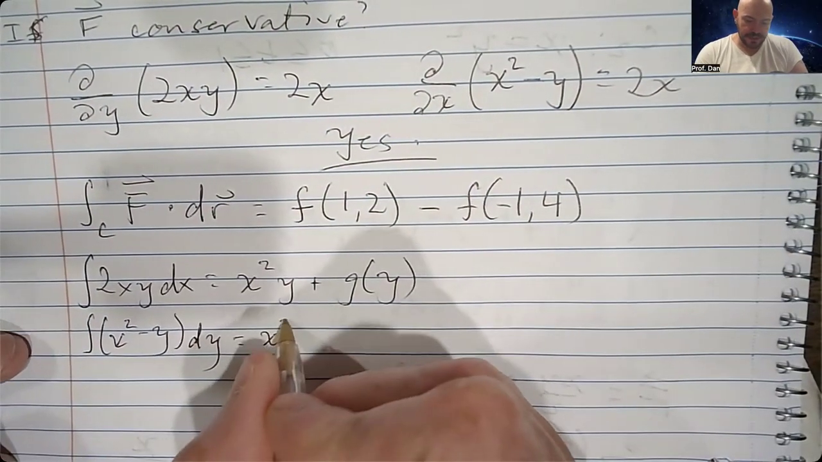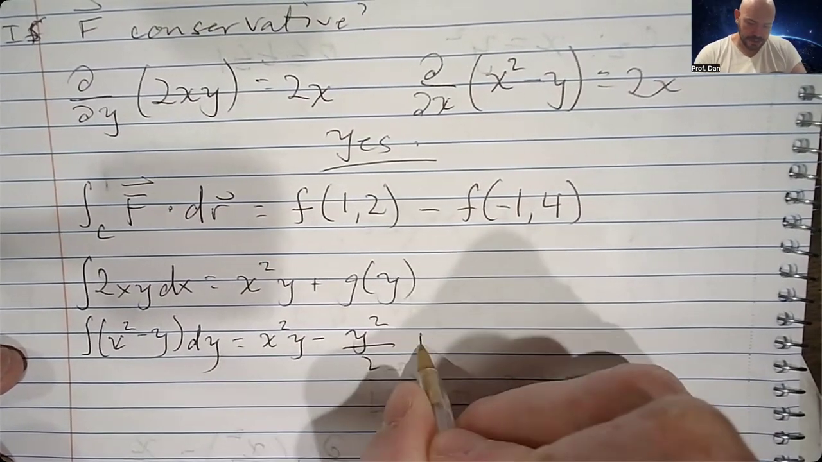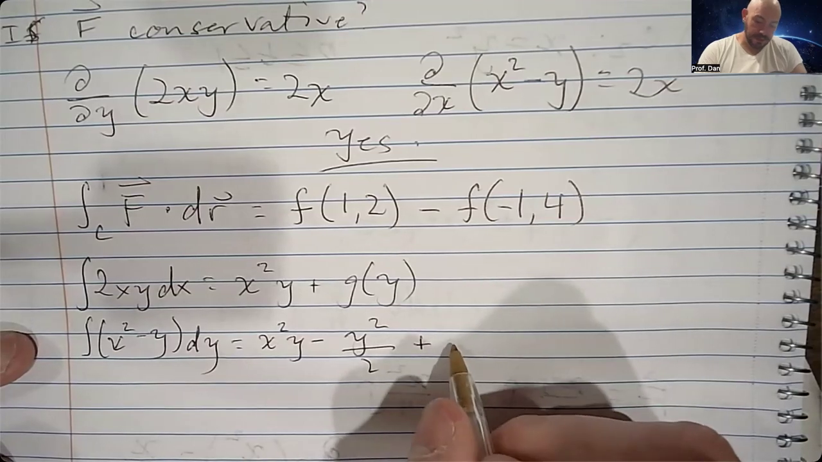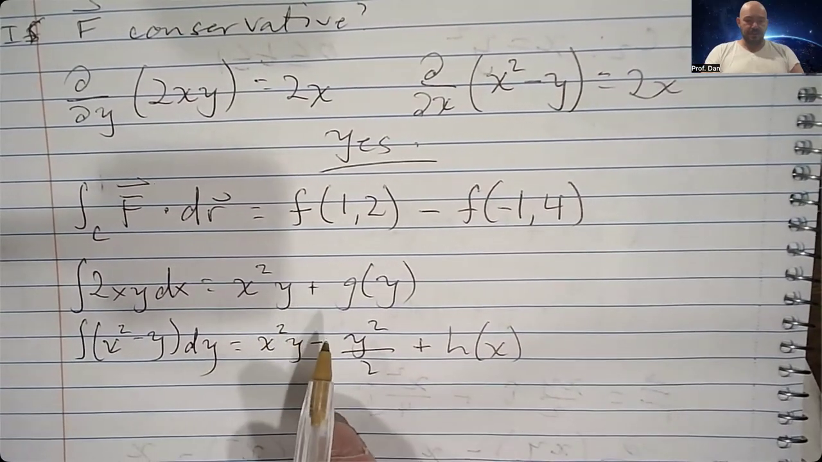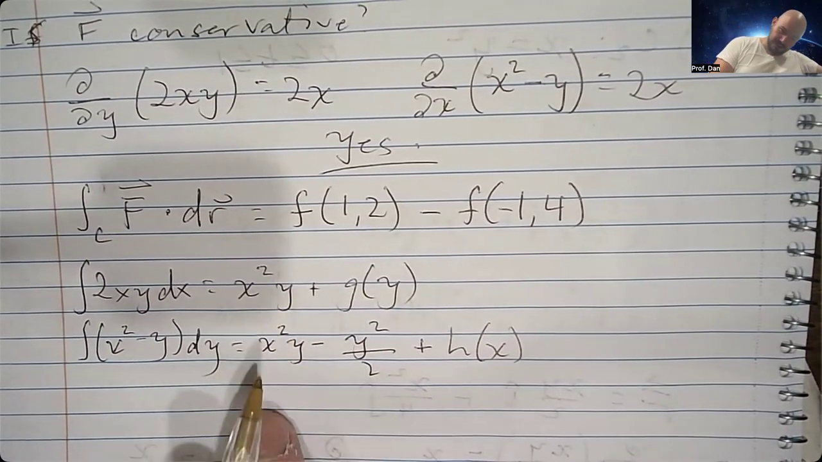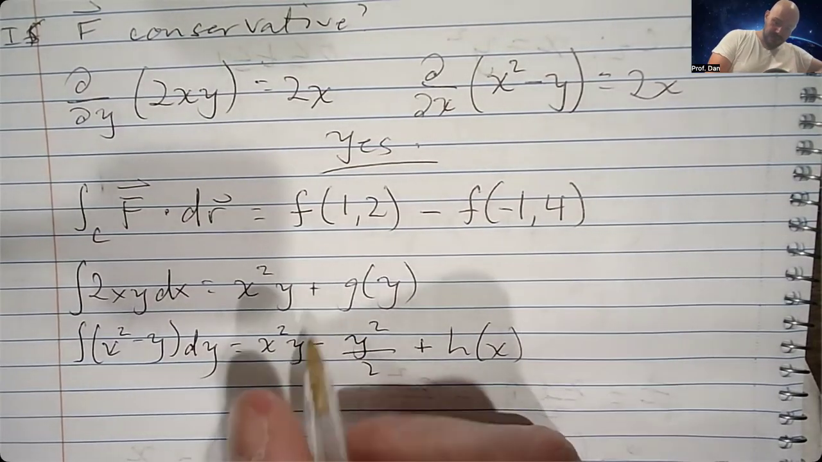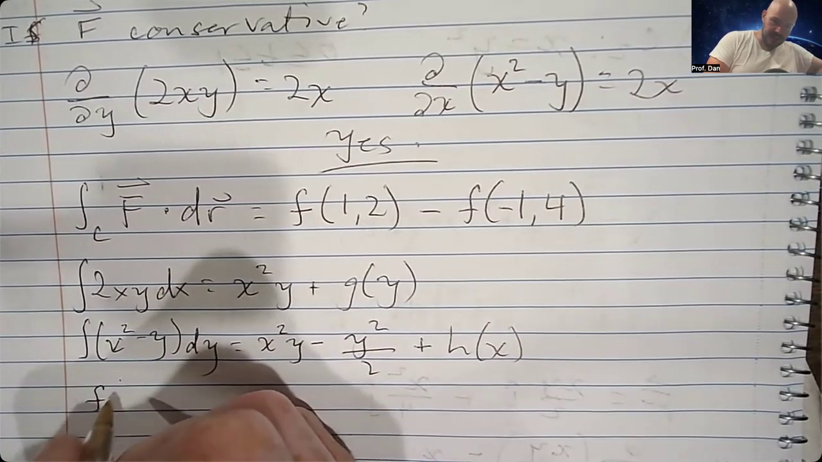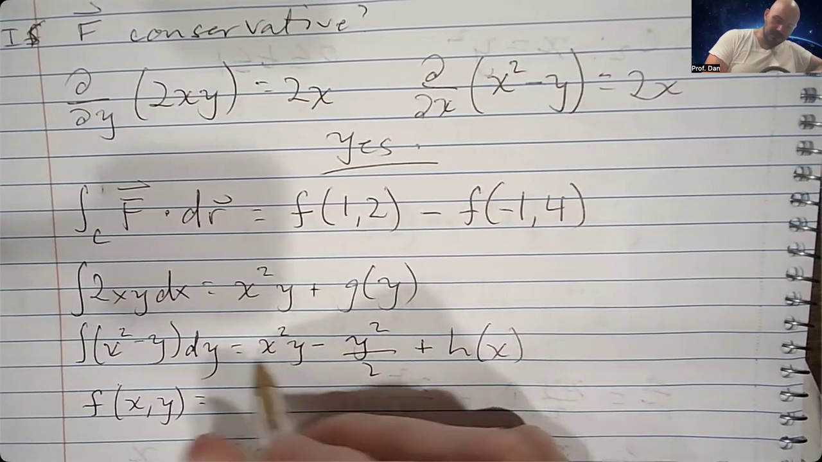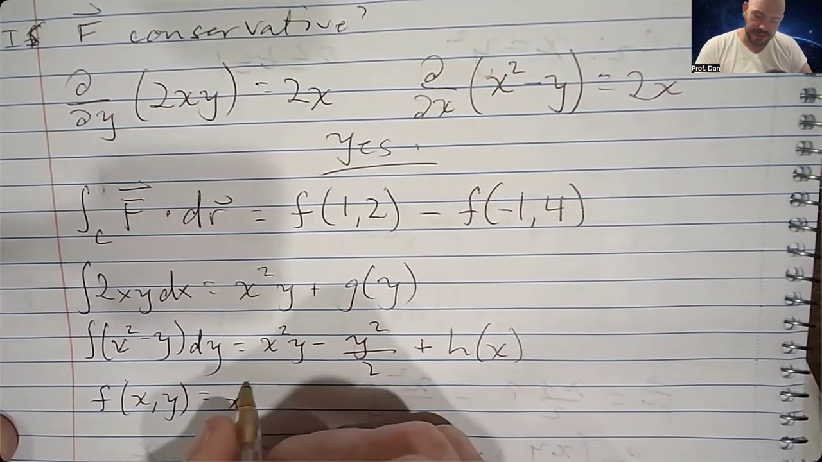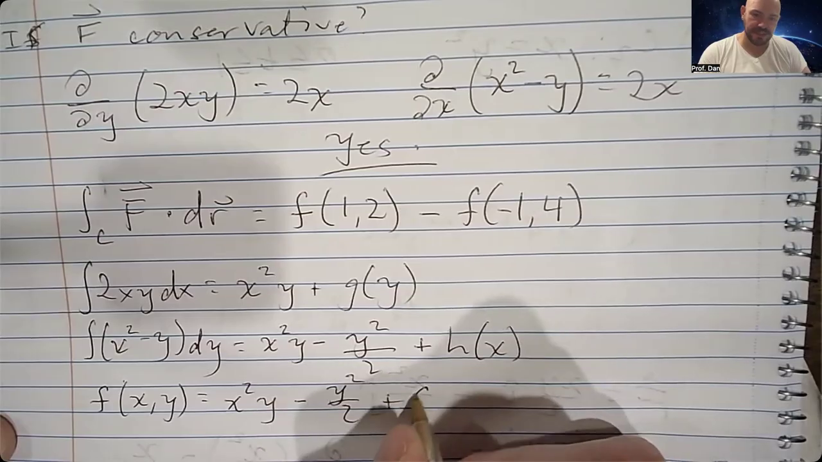Then I get x squared y minus y squared over 2 plus perhaps some function involving the other variable. So now that we've laid this out, we know all the different parts that involve x and that involve y. So I know that my potential function f as a function of x, y is going to be x squared y minus y squared over 2 plus a constant c.